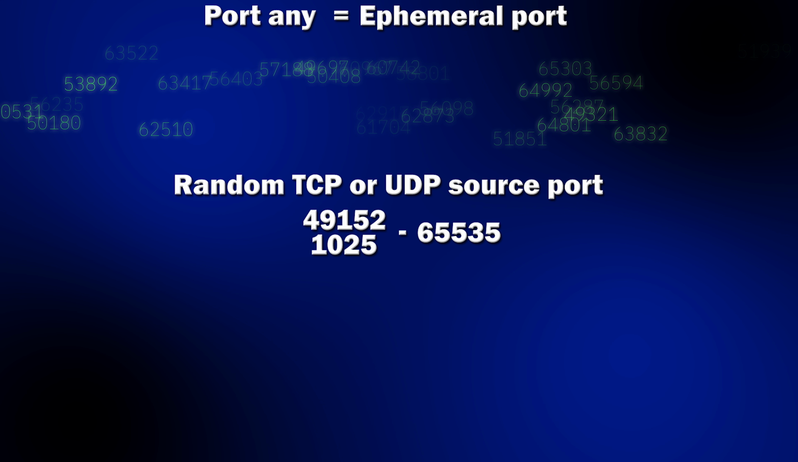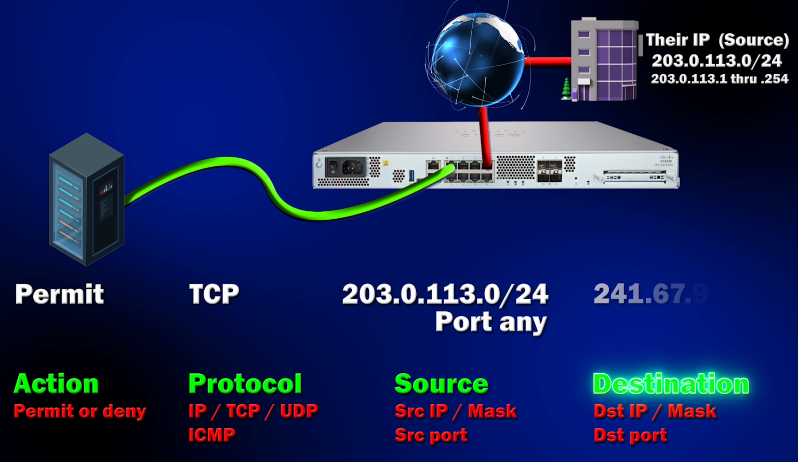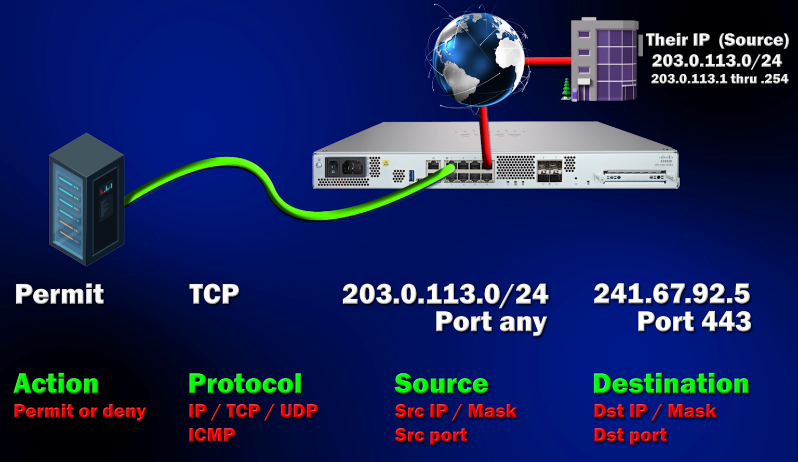And to finish out this access list, we use our public IP, which is 241.67.92.5. We put the destination port, and that destination port is 443, since that is the HTTPS or TLS port that our web server is listening on. Now with this rule complete, we've opened up port 443, but only for our partner company.